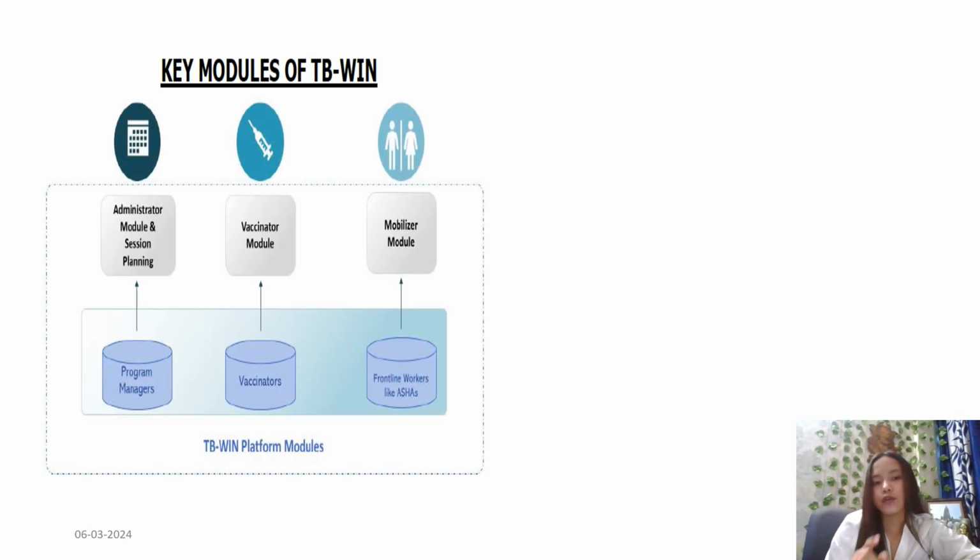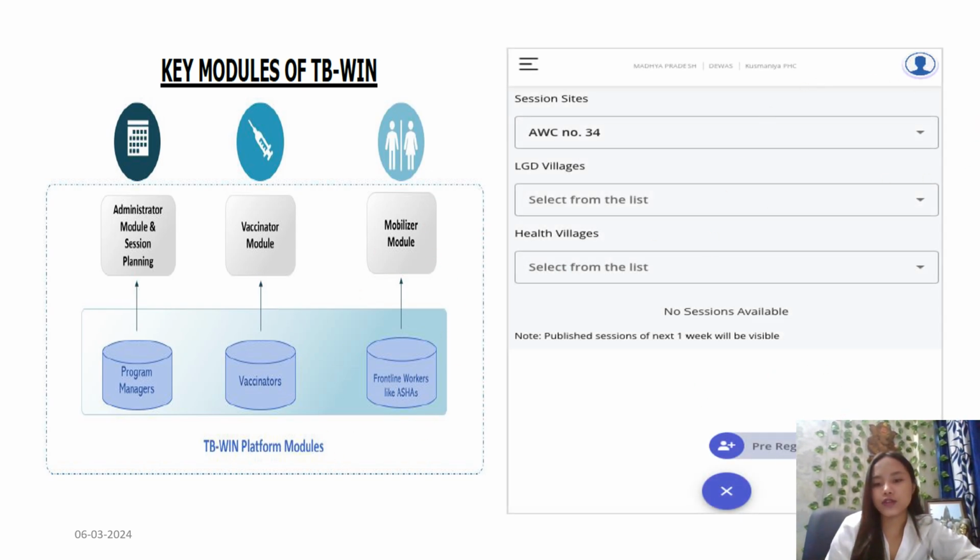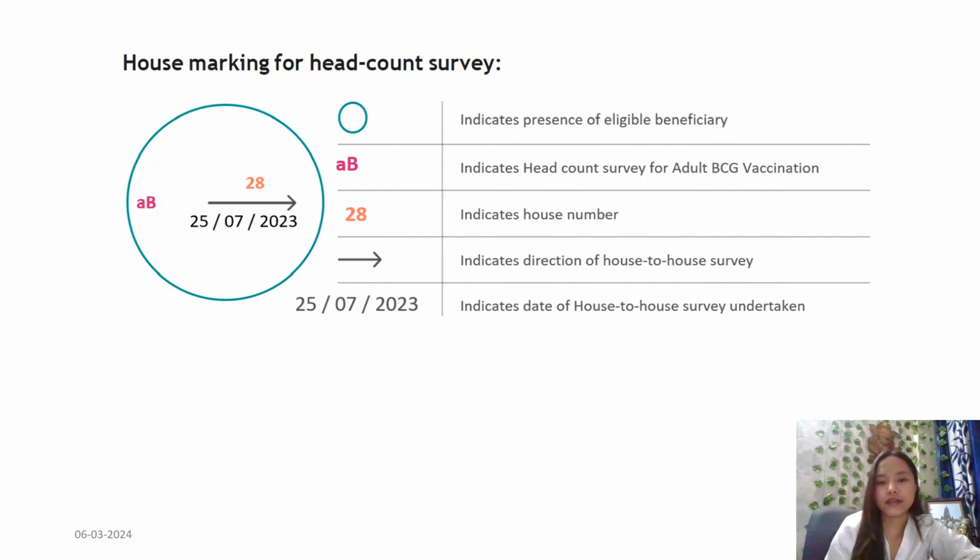So this is a snapshot of the TB-Win Hamara portal. There are three modules, and this mobilizer module will be used by the frontline workers. And this is the snapshot of the pre-registration portal in the TB-Win.